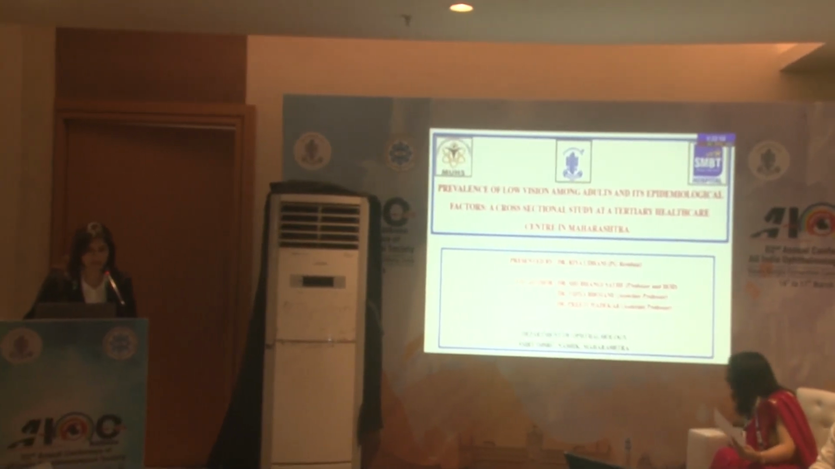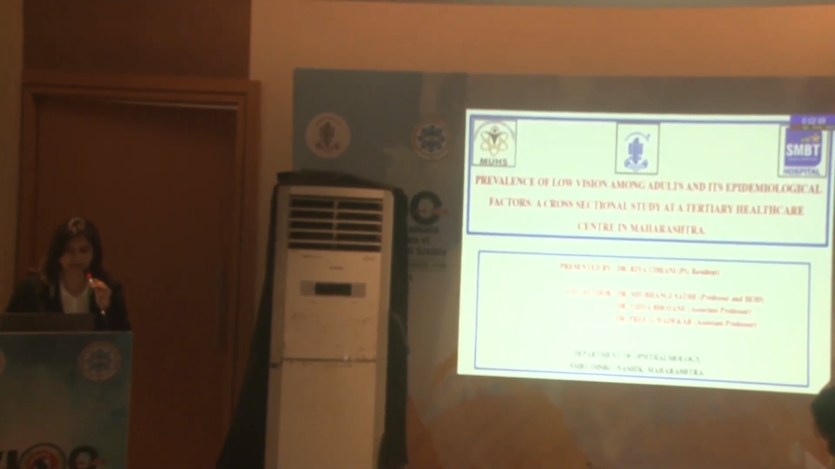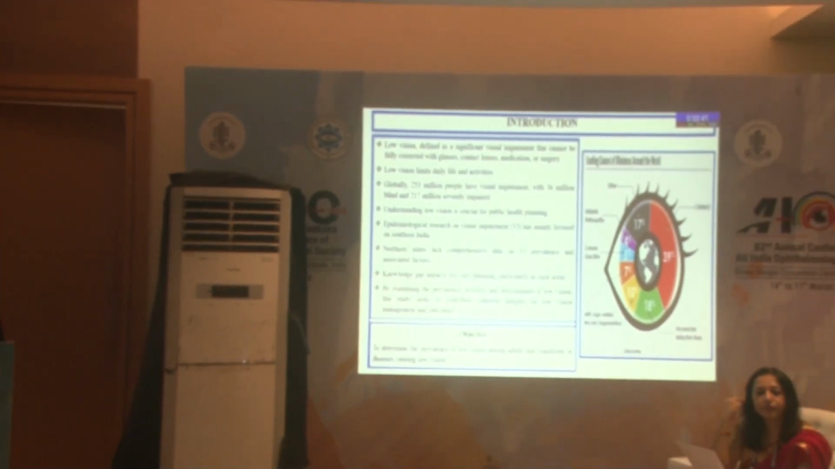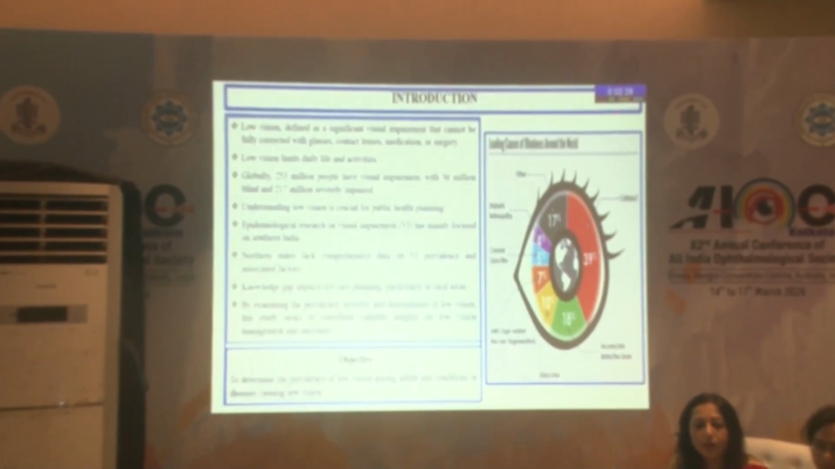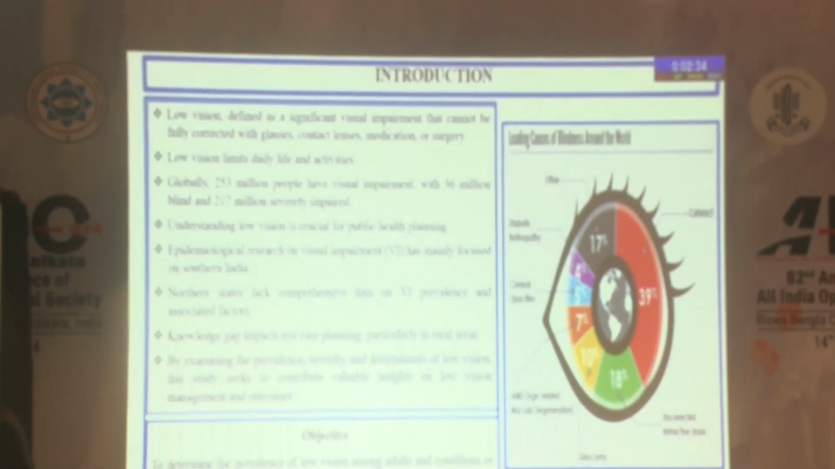My topic is prevalence of low vision among adults and its epidemiological factors, a cross-sectional study at a tertiary healthcare center in Maharashtra. Low vision is defined as a significant visual impairment that cannot be fully corrected with glasses, contact lenses, medication or surgery. Low vision limits daily life and activities.